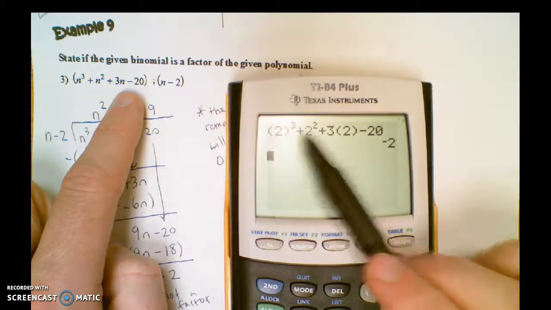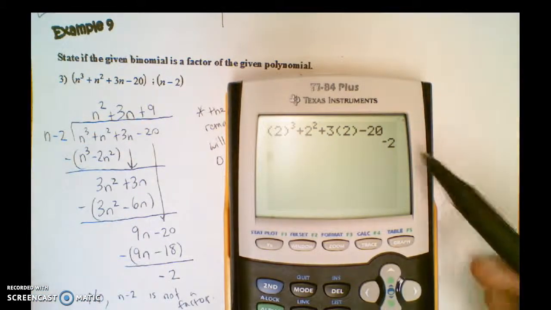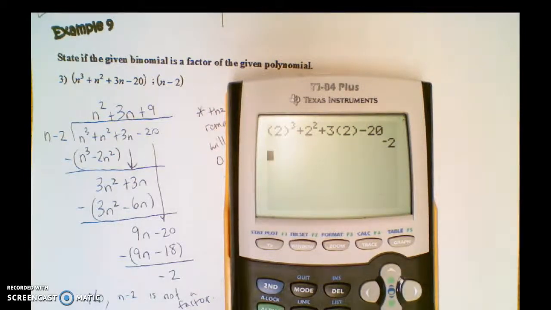When I plug in this value, it should give me 0 to be a factor, which tells you that the remainder deals with the remainders. See how we got that same number there? So plugging in 2 tells me that this is not a factor as well.